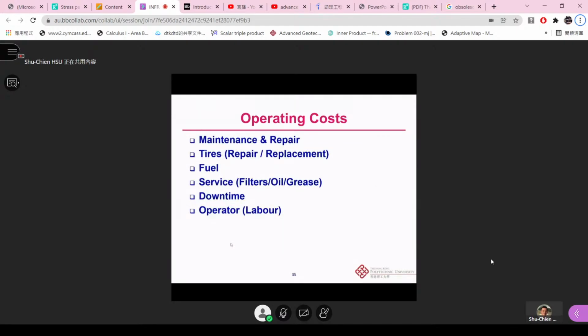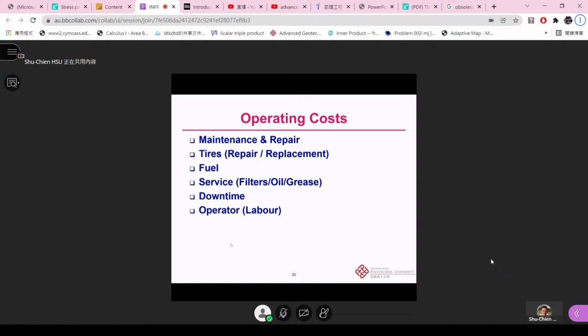So now we're going to talk about how we can really calculate it, one by one. We'll talk about maintenance and repair. Also tires. Tires are a very tricky part, and I'll tell you why later. It's because the tires have a different useful life compared with the equipment itself.